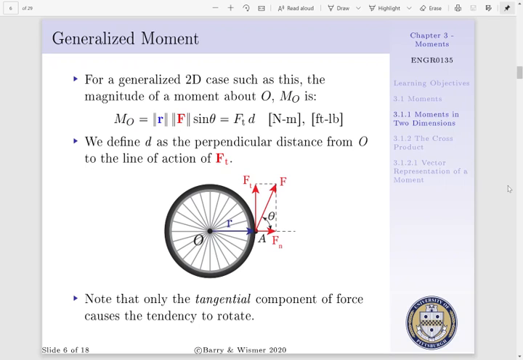Now we note that F sub t, the tangential component of our force, is simply F times sine theta. Therefore, we can say the moment about point O is F_t times d, where d is our perpendicular distance between point O and the line of action of F_t. Now our moment is going to have units of Newton meter. Now we see from this diagram that only the tangential component of force is going to cause a tendency for this wheel to rotate. The normal component of force causes no rotational tendency.